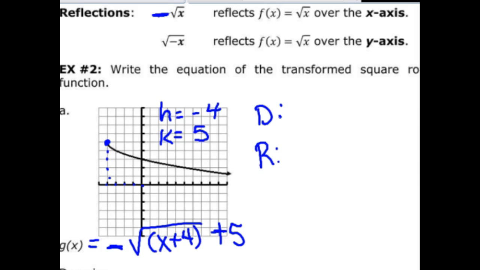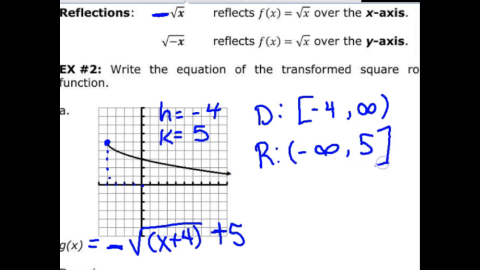The domain is going to be negative 4 to infinity. But turned upside down, which way is that arrow pointing? In addition to pointing right, it is also going down, down to negative infinity. When you turn the graph upside down, you also turn the range upside down.